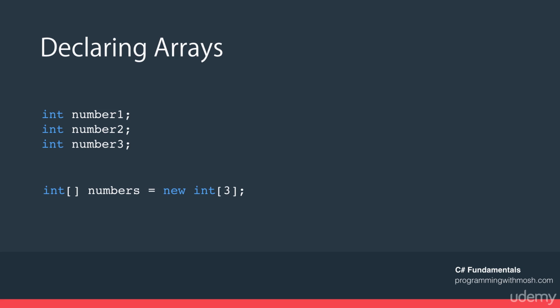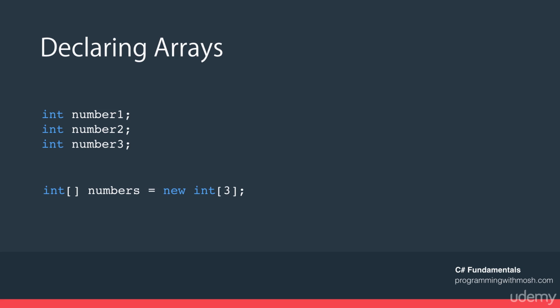Also note the new operator here. When declaring an array, you need to allocate memory for it, and that's why you need to use the new operator. Also, an array is an object behind the scene. So in C# we have a class called array, and when you declare an array using this syntax here, internally the compiler creates an instance of that class, so an object, and that's why we need to allocate memory for it.